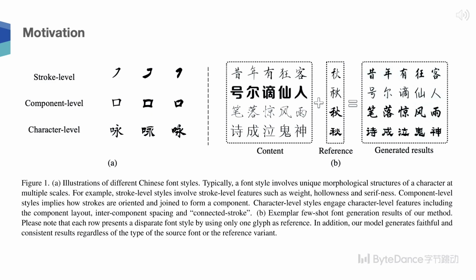Typically, a font style involves unique morphological structures of a font at multiple scales. For example, stroke-level styles involve stroke-level features such as weight, hollowness, and serifness. Component-level styles imply how strokes are oriented and joined to form a component. Character-level styles engage character-level features including the component layout, inter-component spacing, and connected strokes.